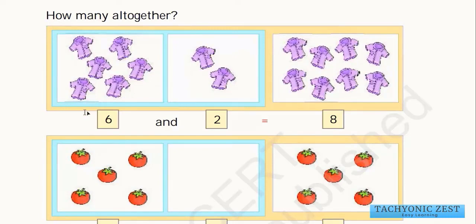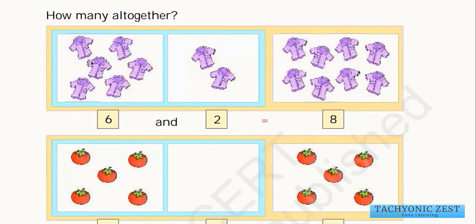So we can see here 6 shirts, 1 2 3 4 5 6, then 2 more shirts come in, 1 2. So the total number of shirts are, let's count, 1 2 3 4 5 6 7 8.